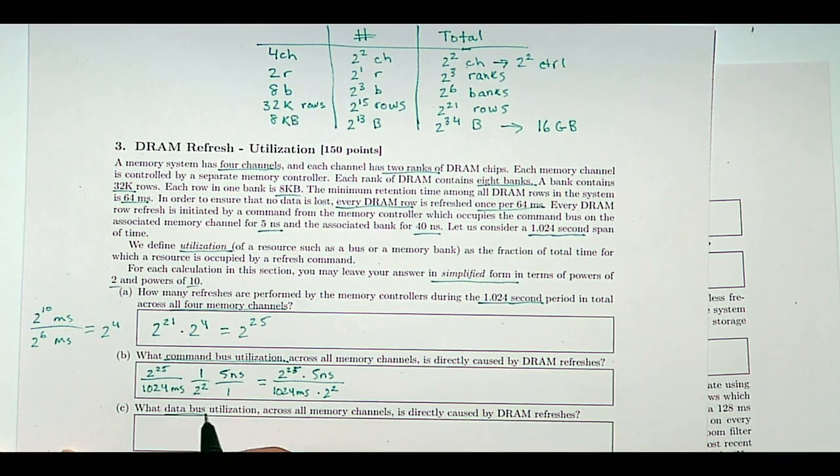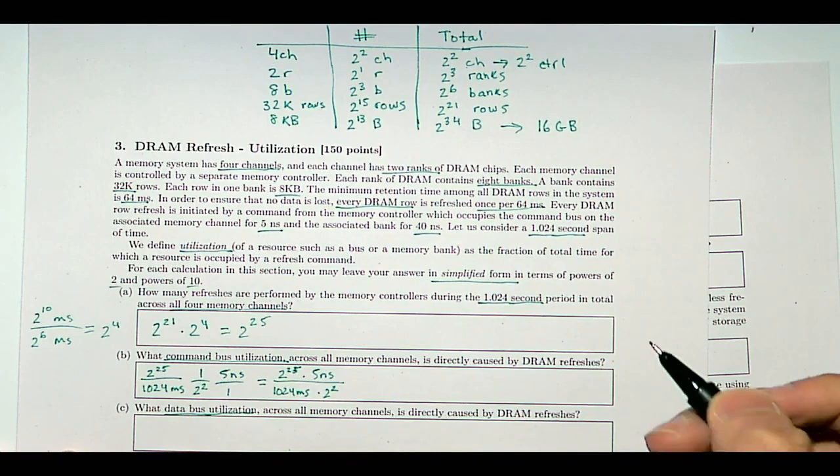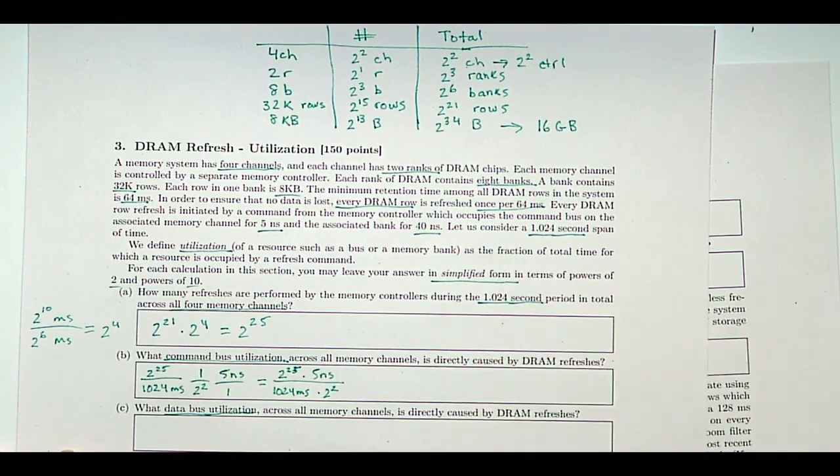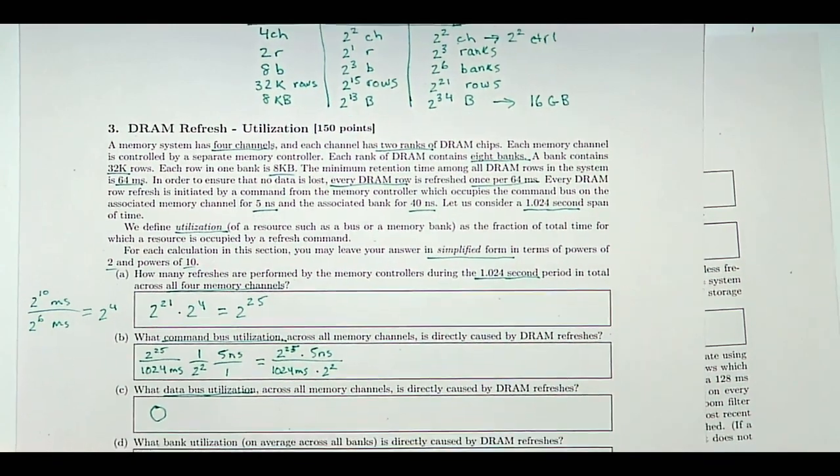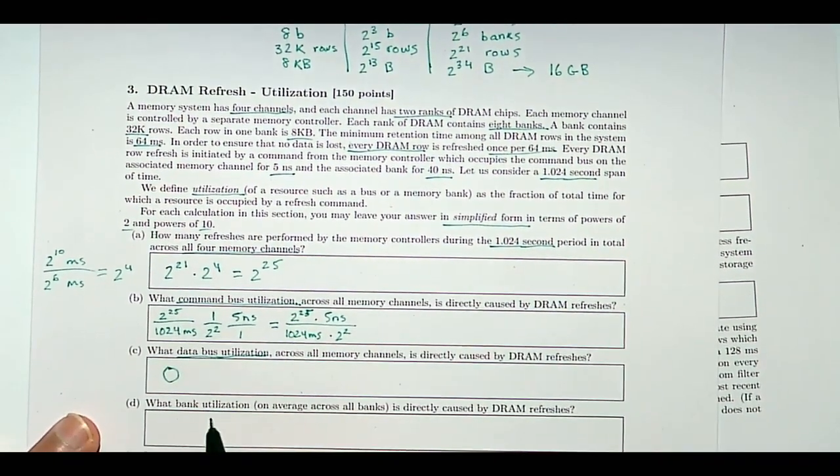And so if we're asking about data bus utilization, then every time we do a refresh operation, we're not exchanging any data, right? So trivially there, the answer is just 0, right? Because there's nothing happening on the data bus whatsoever. And the last part asks for what bank utilization on average across all banks is directly caused by DRAM refreshes.